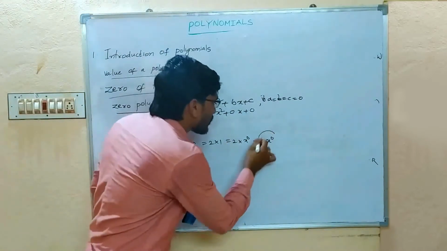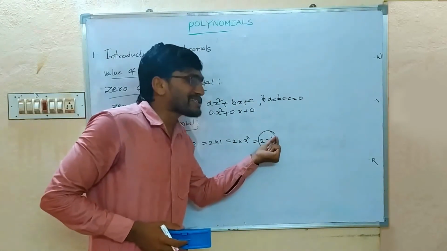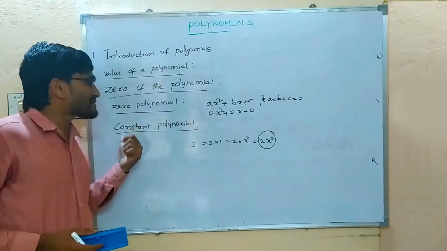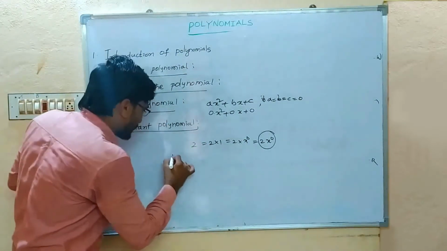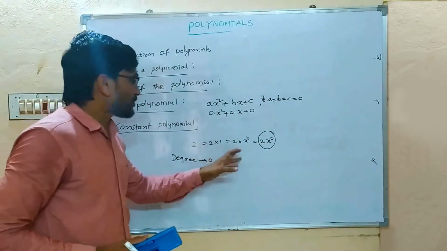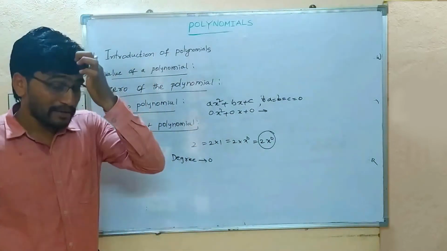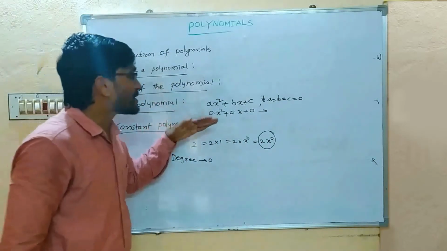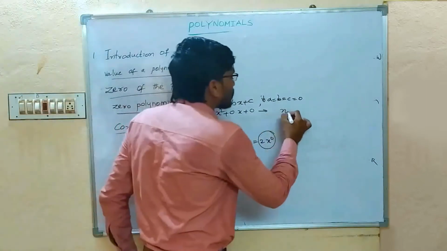It is a polynomial. The highest power of the polynomial is 0, and that is nothing but the degree of the polynomial. Hence the degree of the constant polynomial is 0. Degree of constant polynomial is 0. What is the degree of the zero polynomial? Degree of the zero polynomial is not defined.